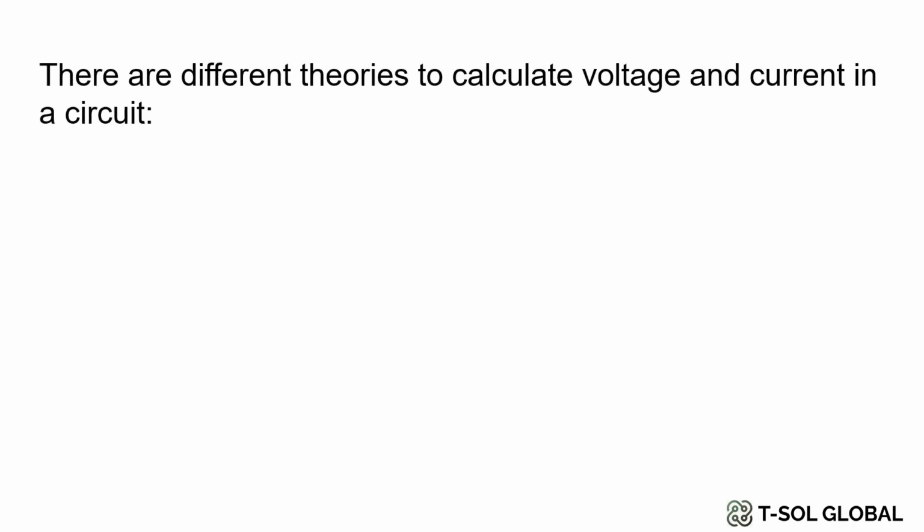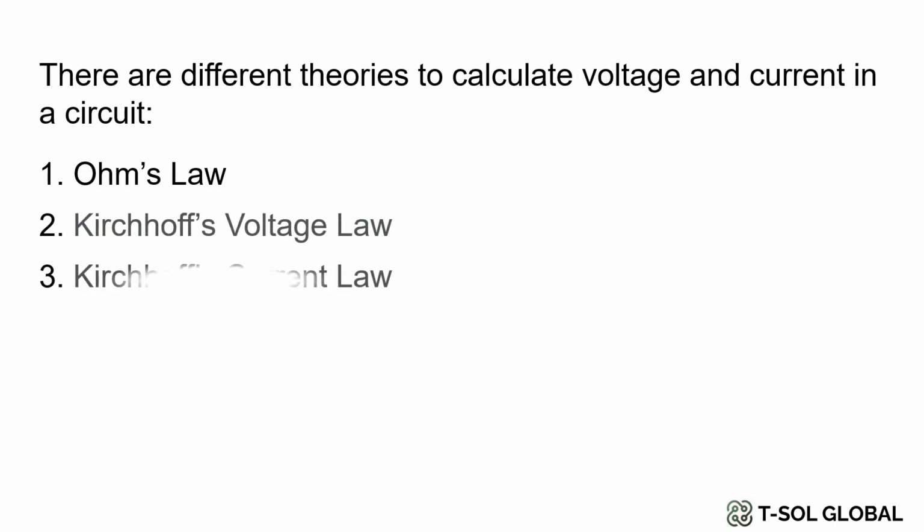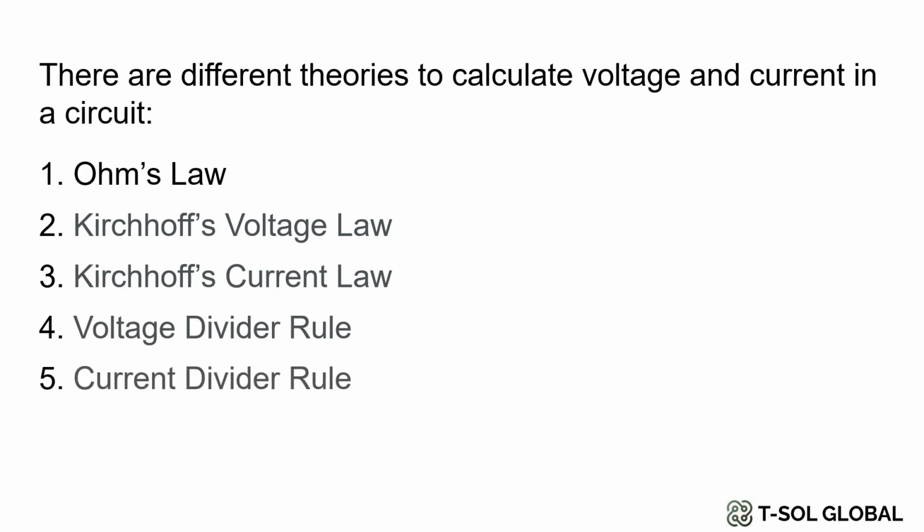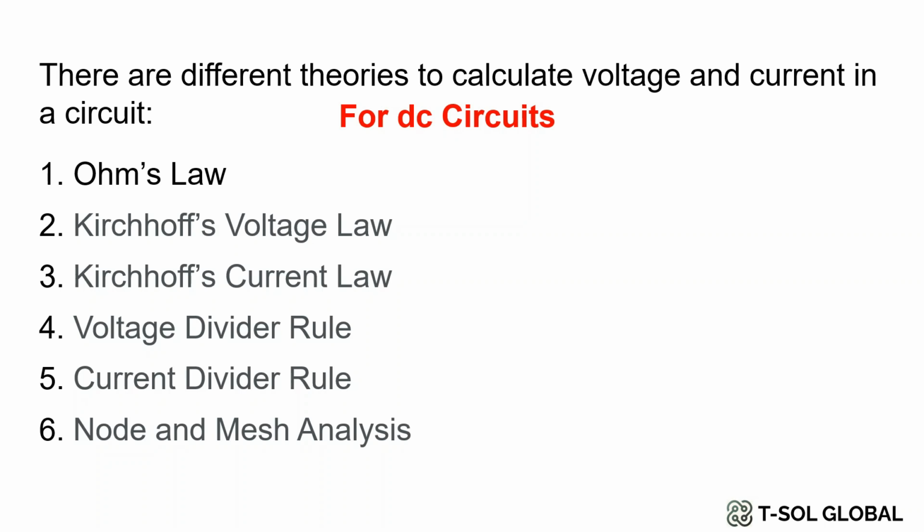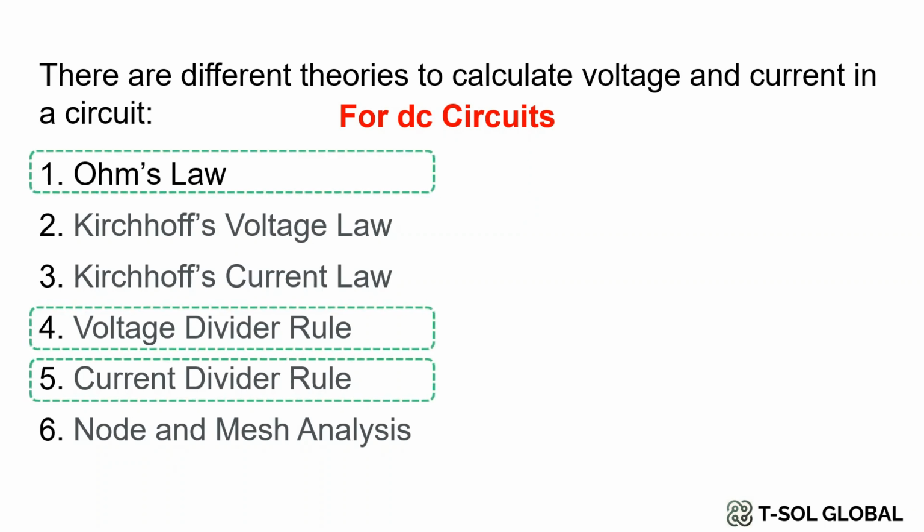To start with, there are different theories to calculate voltage and current in a circuit, such as Ohm's law, Kirchhoff's voltage law or KVL, Kirchhoff's current law or KCL, voltage divider rule, current divider rule, and node and mesh analysis. So we will consider these circuits for all of these theories. Out of these theories, Ohm's law, voltage divider rule, and current divider rule are the most popular and very frequently used theories.